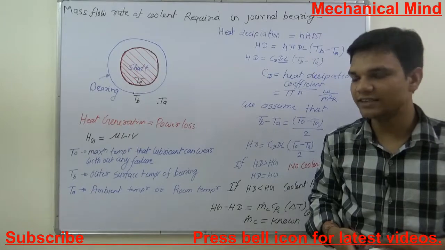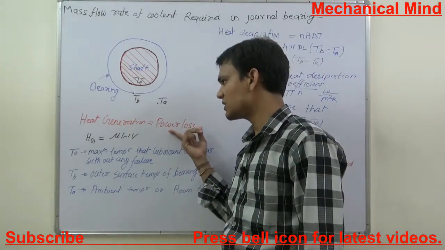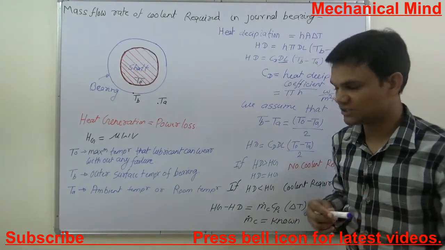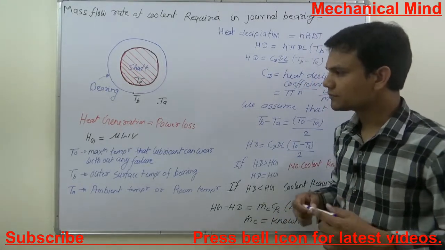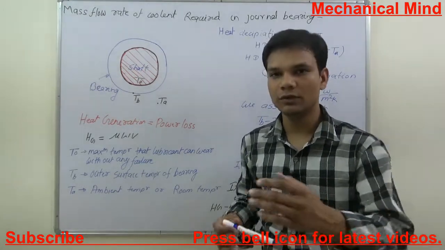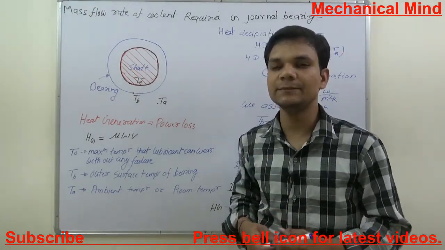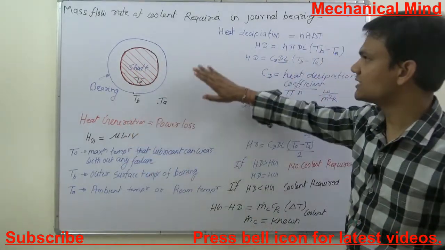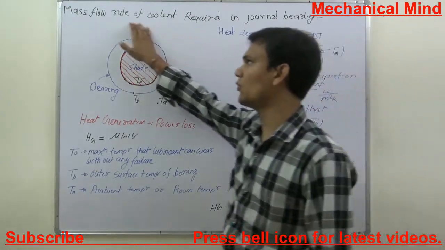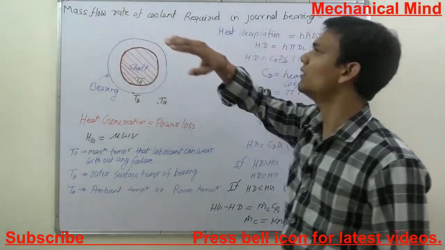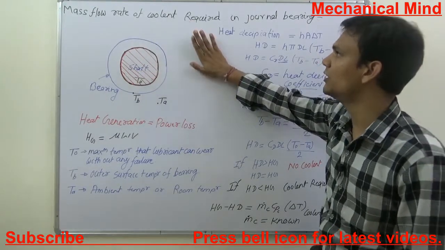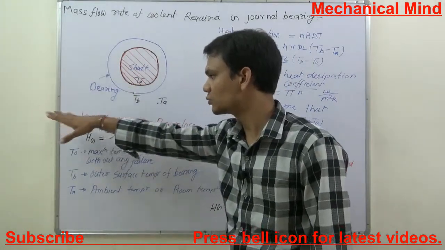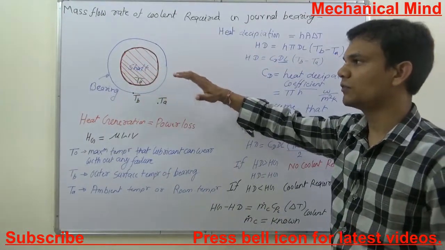Heat generation takes place due to power loss. Power loss occurs due to friction. So the main reason for the power loss is friction, and we try to decrease the power loss by decreasing the friction. So in this lecture we are going to discuss the mass flow rate, or the mass of the coolant, required to absorb heat from the lubricant so that it can work properly.